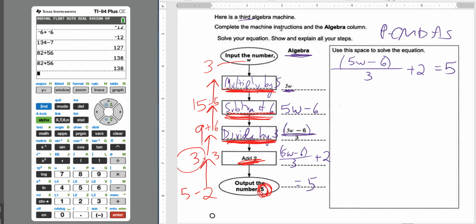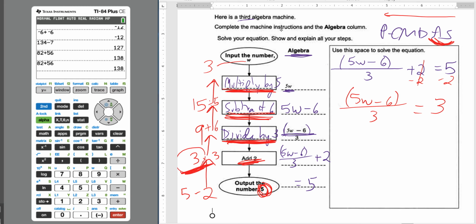So the first thing we always want to do when solving an equation, PEMDAS backward, is look for any addition subtraction first. We see the plus 2, we're going to get rid of that first by doing its inverse, minus 2. Just rewriting the rest, but 5 minus 2 gives us 3.